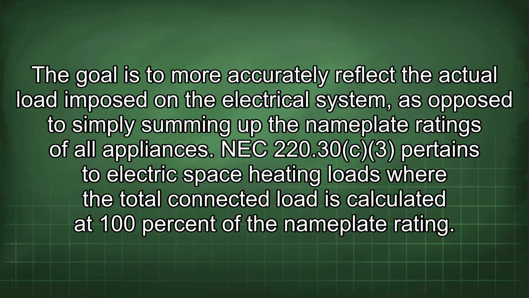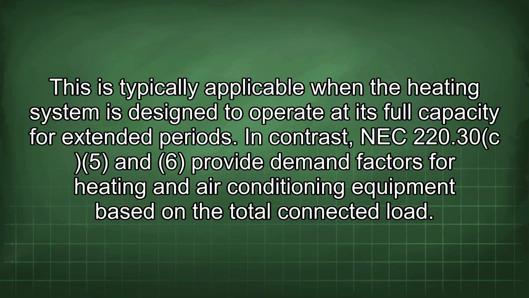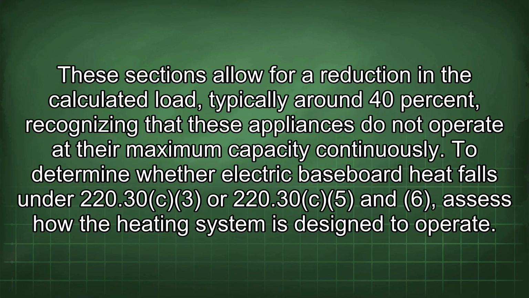NEC 220.33 pertains to electric space heating loads where the total connected load is calculated at 100% of the nameplate rating. This is typically applicable when the heating system is designed to operate at its full capacity for extended periods. In contrast, NEC 220.35 and 220.36 provide demand factors for heating and air conditioning equipment based on the total connected load. These sections allow for a reduction in the calculated load, typically around 40%, recognizing that these appliances do not operate at their maximum capacity continuously.